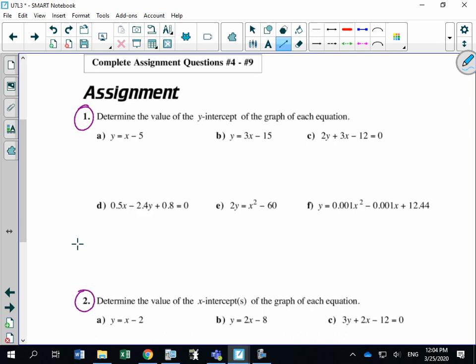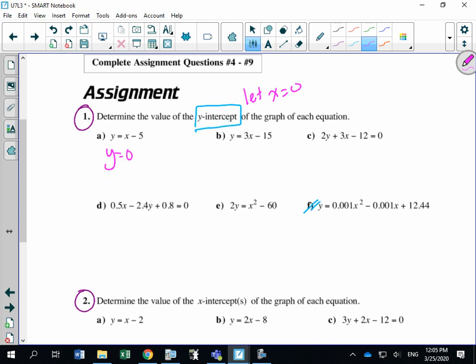Okay, number 1, I don't want you to do F because it's got a squared in it and we don't need to deal with squares. What it says is determine the value of the y-intercept, okay? So all I want to know is what's the y-intercept. If I'm asking you to calculate the y-intercept, what letter equals 0? X. So all you're doing for this one is for each one you're letting x equal 0.